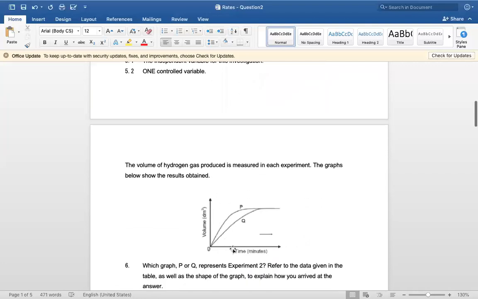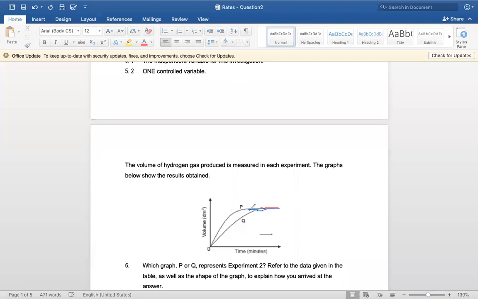So looking at the time from P and Q, where does the reaction complete faster? How do you know when the reaction is complete? We must look at when the graph is flat. If you look here, the graph becomes flat. For P, where does the graph become flat? Becomes flat there, right? And then for Q, where does Q become flat? It only starts becoming flat there.